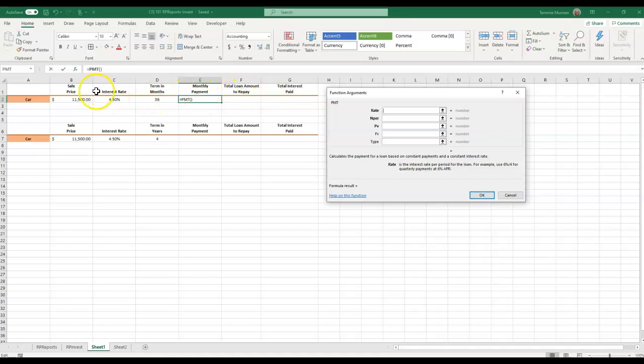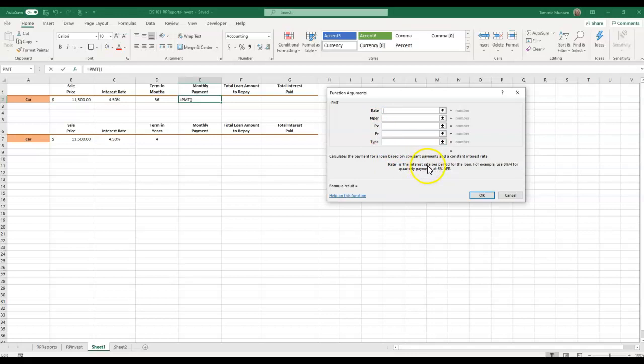So notice as soon as I clicked on the PMT and the arguments box appeared, Excel starts to write the formula for me. So it starts out equals PMT and it wants, what is my interest rate? The nice thing about the function arguments dialog box is it tells me what the interest rate is, because do I know what rate is? Do I know what NPER means or PV? This will help me understand that.